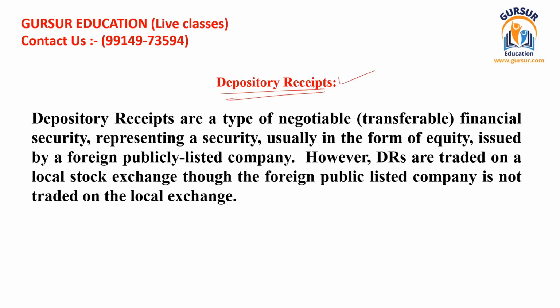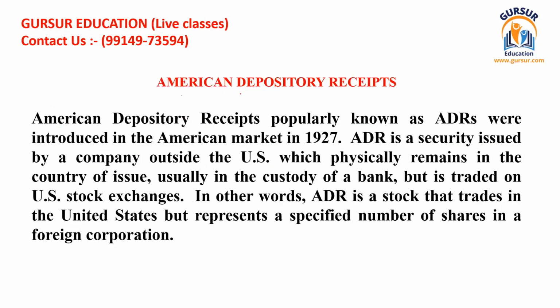So I hope you have got some idea now. Depository receipts are negotiable financial securities representing a security, usually in the form of equity, issued by a foreign publicly listed company. So this is what a DR is about. This is of two types: the first is American depository receipt and the second is global depository receipt.